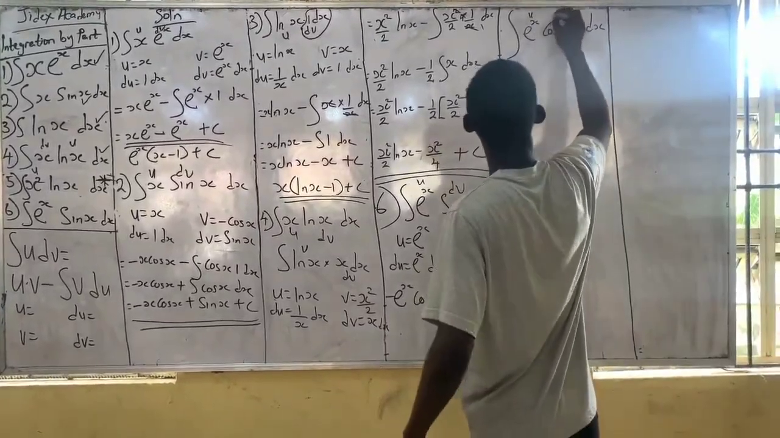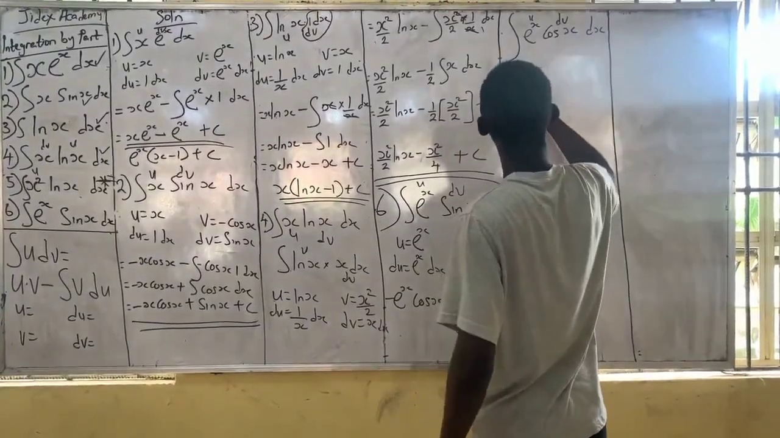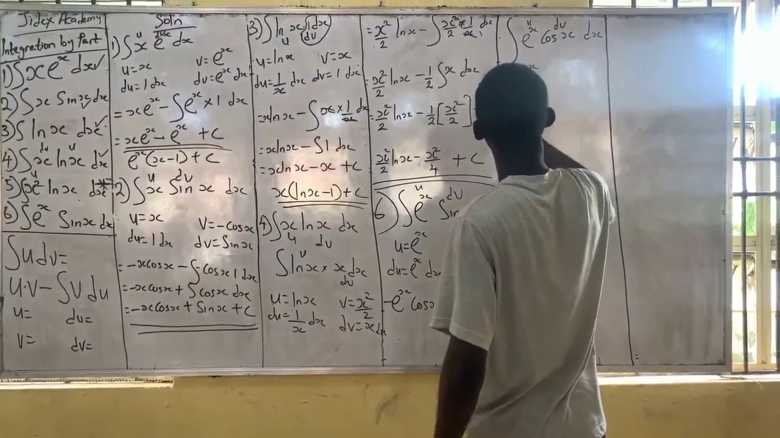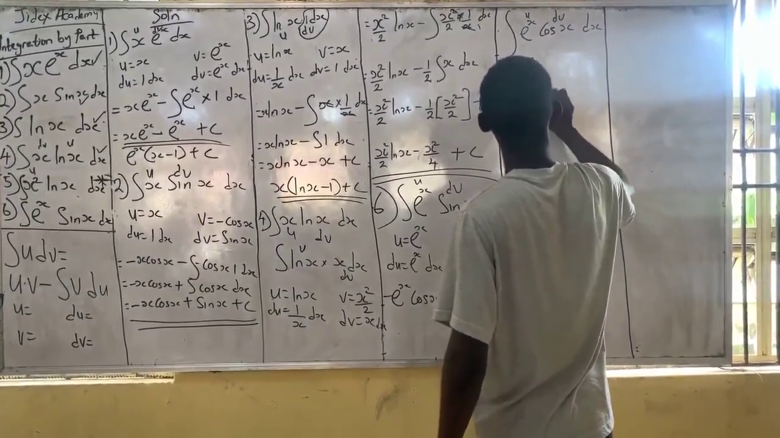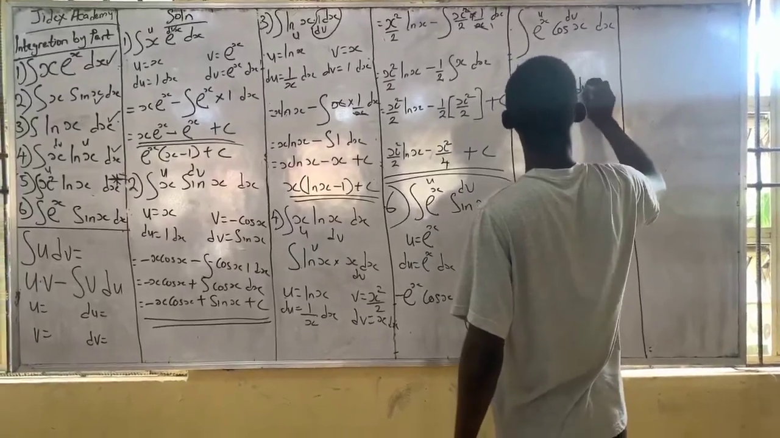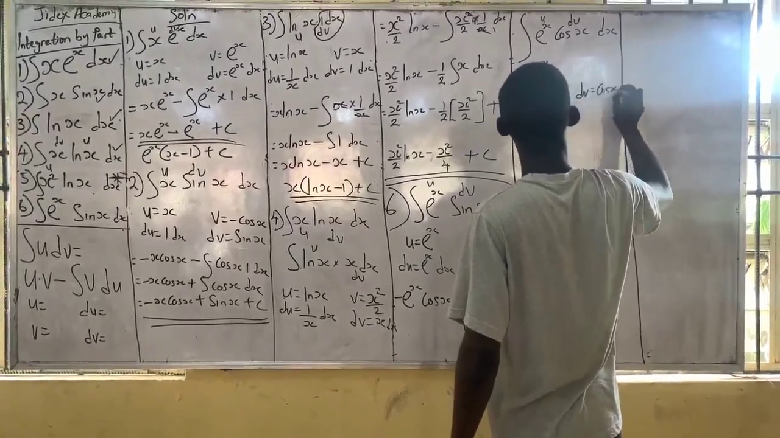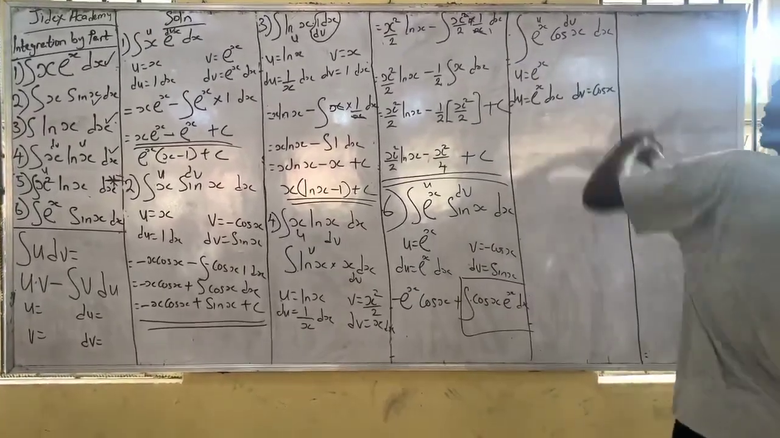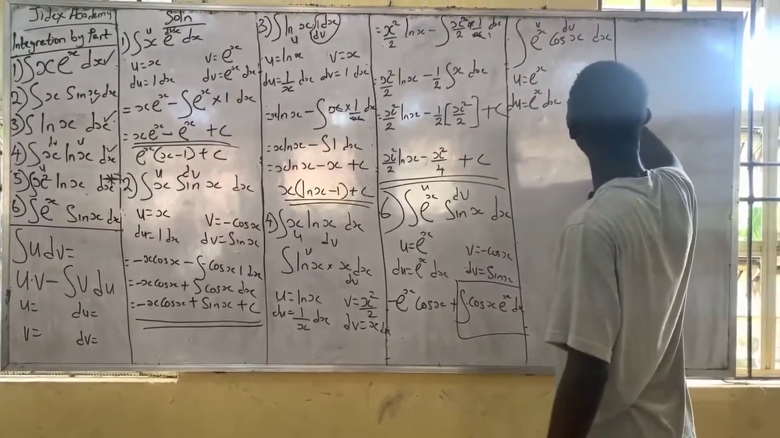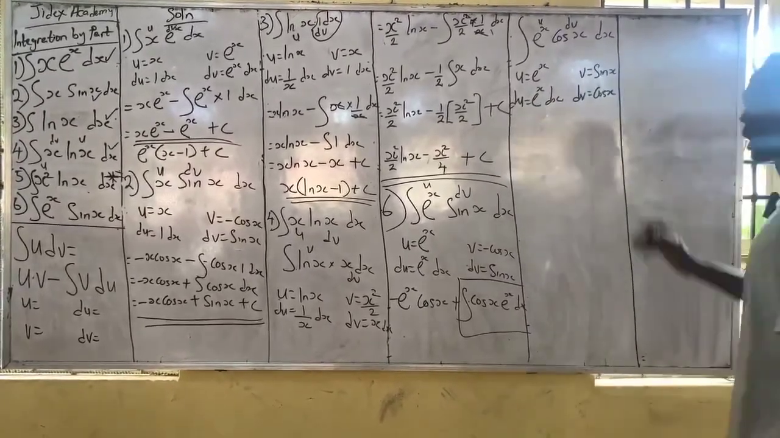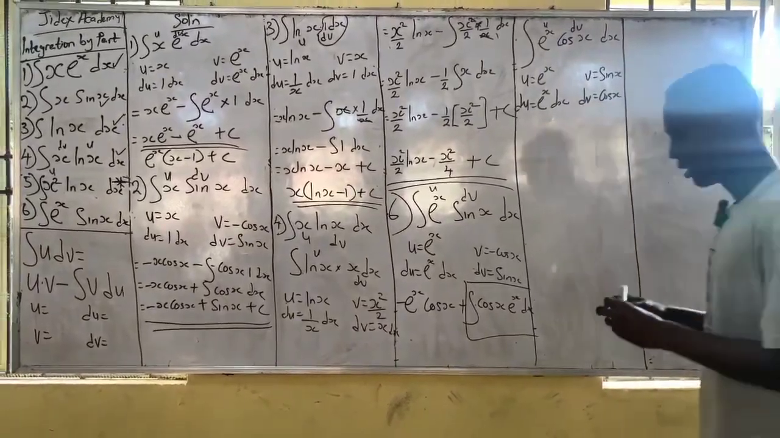This is our u and this is our dv. So our u is equal to e to the power of x. Our du is equal to what? e to the power of x dx. Then we know our dv is equal to cos x. If our dv is equal to cos x, then what happens to our v? It is equal to sine x, because we are looking for the antiderivative of it.